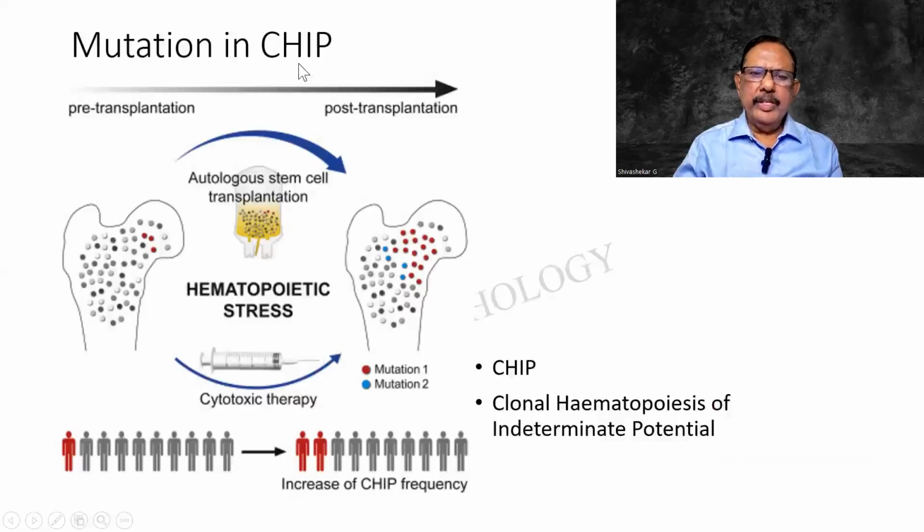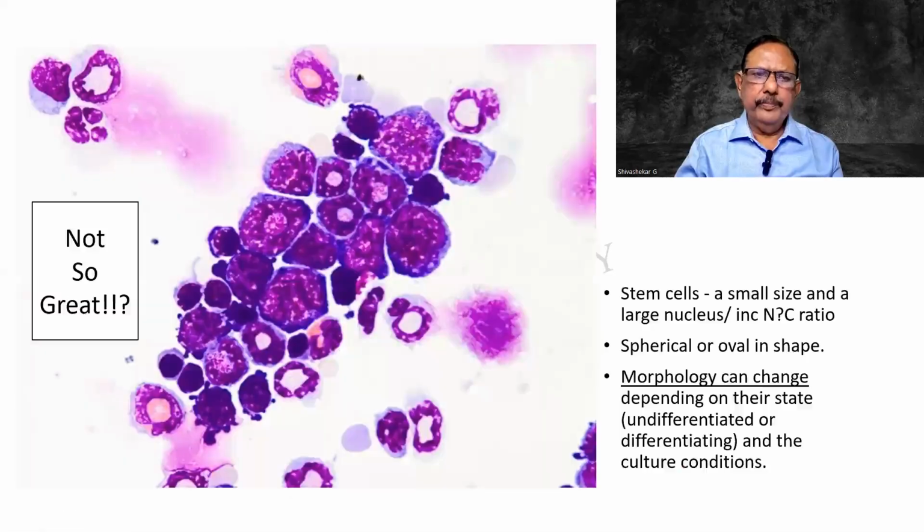There can be a mutation in CHIP. CHIP means clonal hematopoiesis of indeterminate potential. So it has got an indeterminate potential. Pre-transplantation, this is how it is there. But post-transplantation, there can be mutagenic changes which can persist, which may result in malignancy. Kindly go back to the concerned article.